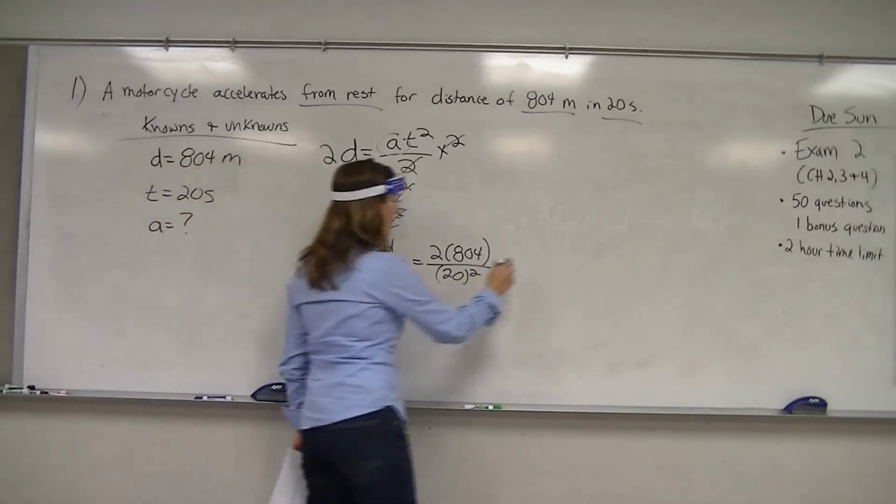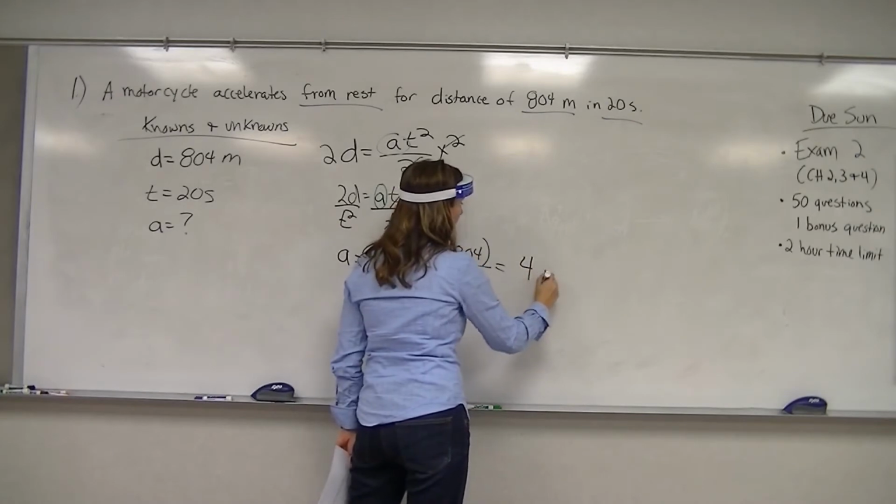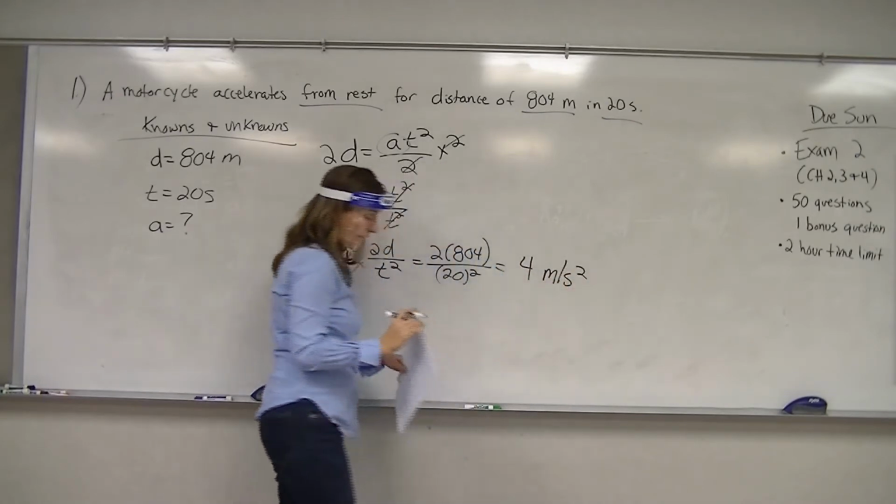4.02. 4.02, so just one sig fig would be 4. And then the units are meters per second squared.